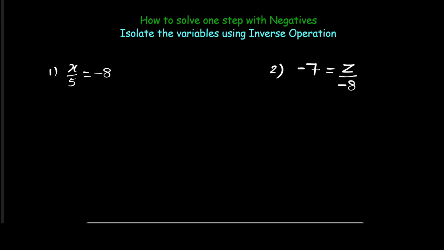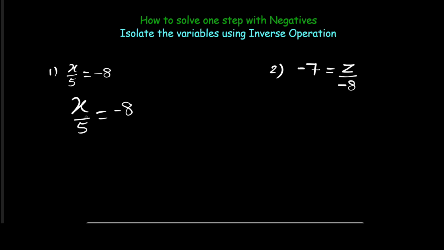Let's move on to the next one. Here we have x divided by 5 equals minus 8. So I'm going to rewrite it: x over 5 equals minus 8.